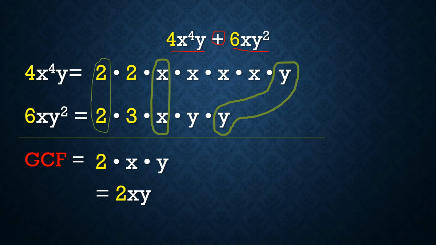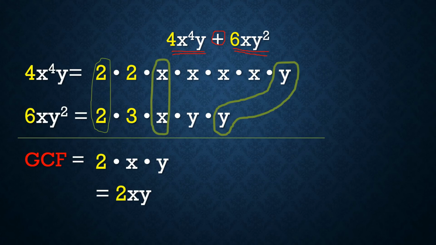GCF. Take note, that is only the greatest common factor. But then, we are asked to find the factors of the expression. So what you're going to do next is to divide each term by the greatest common factor so that we know what remains inside the parenthesis. After this, I'm going to show you the factored form. We're going to divide the two terms by the greatest common factor.